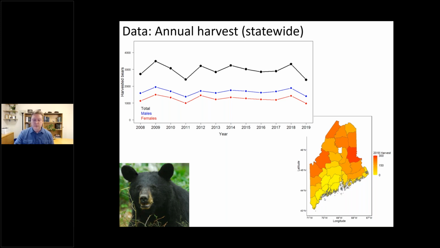These are more of the developed areas in the state, where each one of these different management districts generally had less than 10 individuals harvested in any given year.